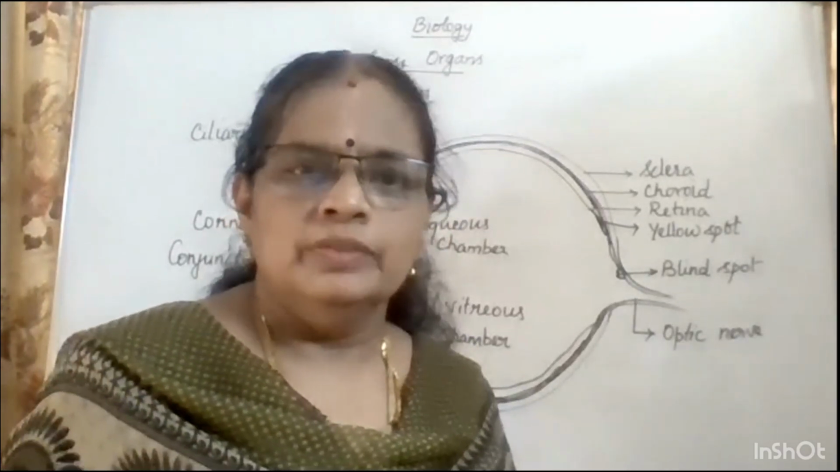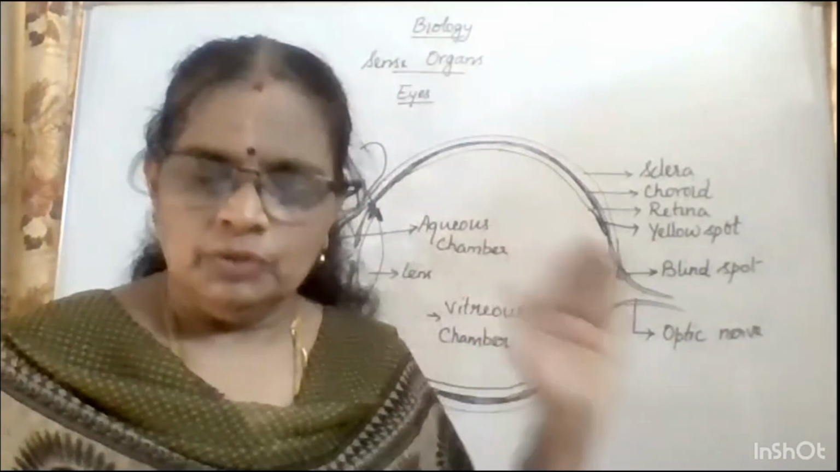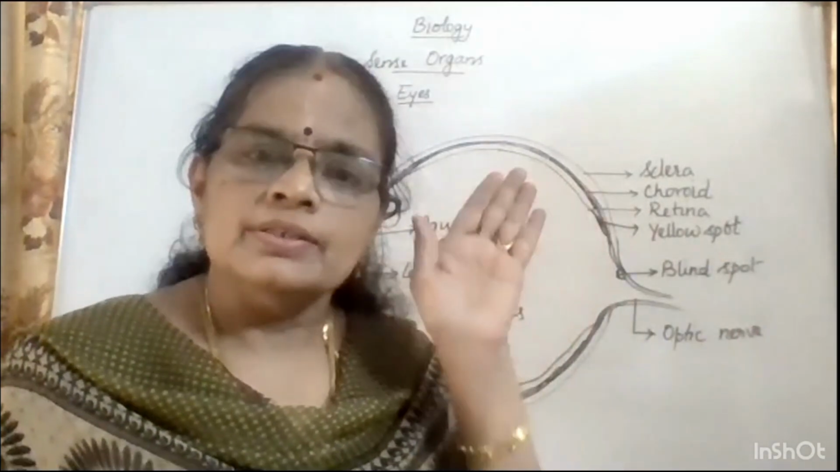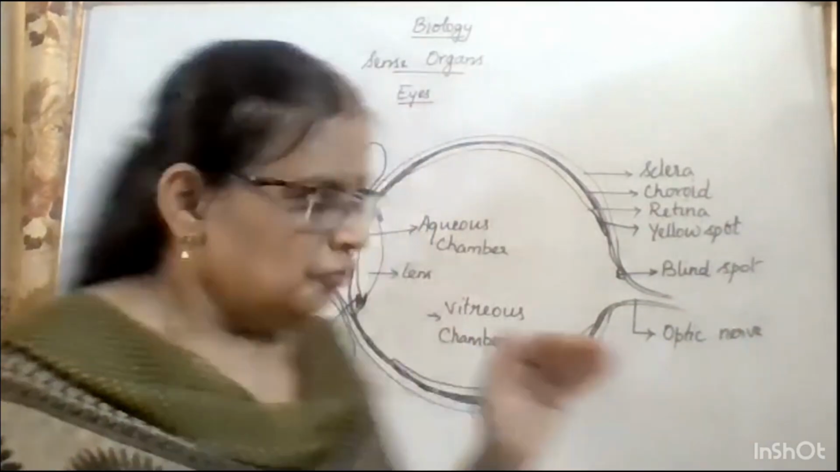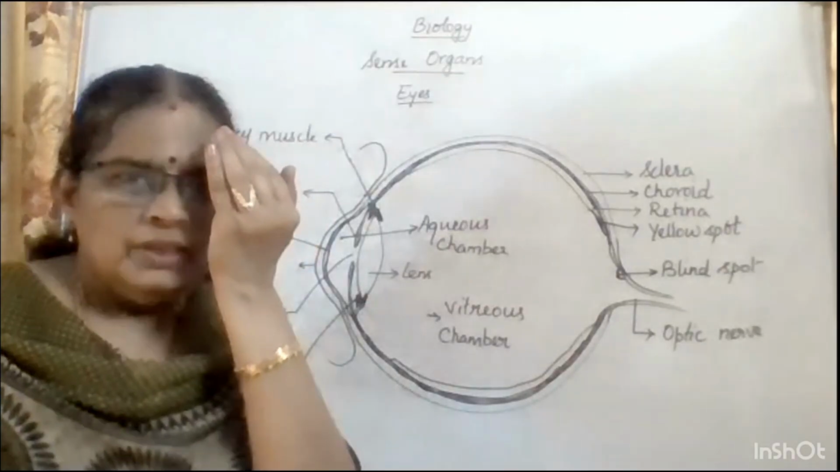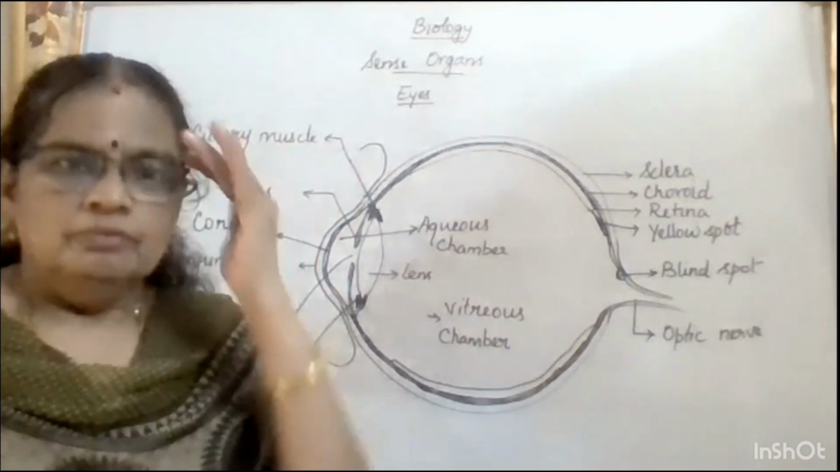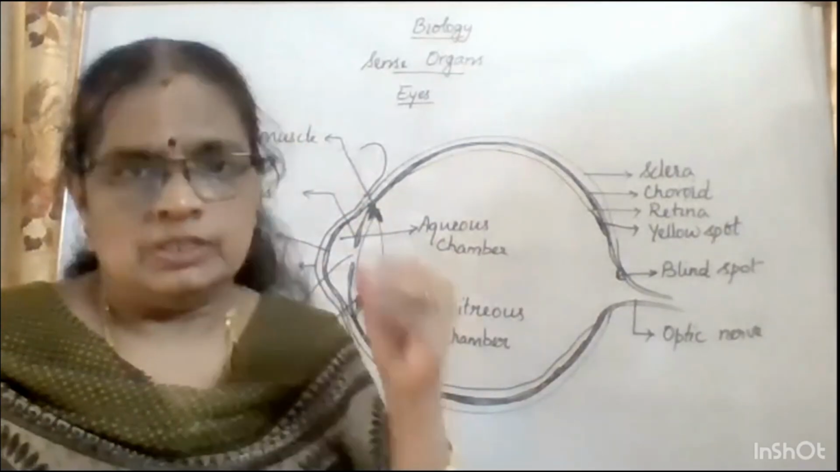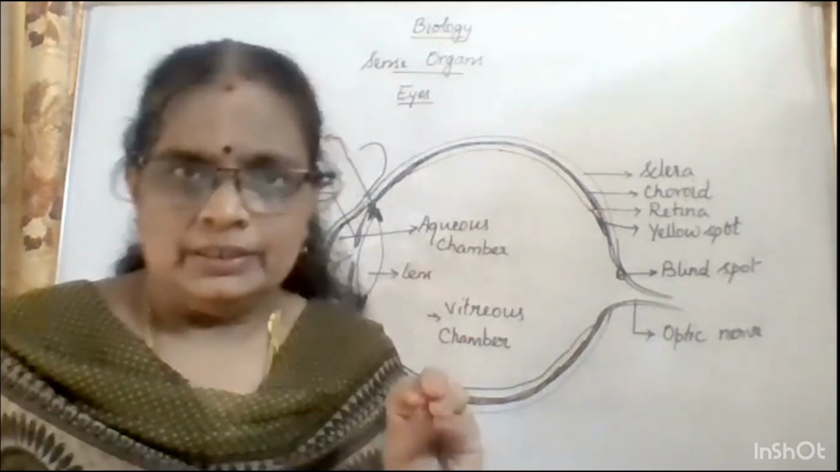So now we go with the structure of the eye, right children? We had seen the location. Now if we take a section of the eye, what are the structures we can see? Before we proceed with the section, there is one layer which runs on the eyeball, which is externally visible. Though we cannot see it, we can feel it.